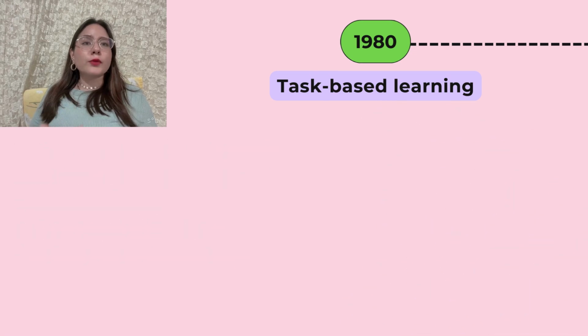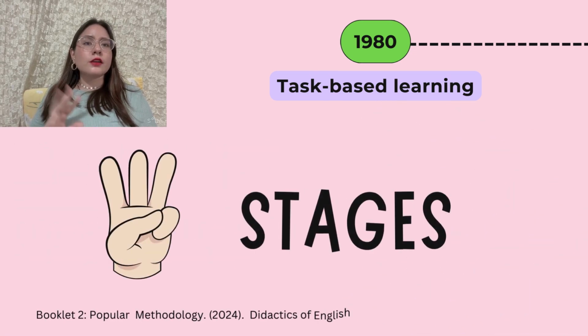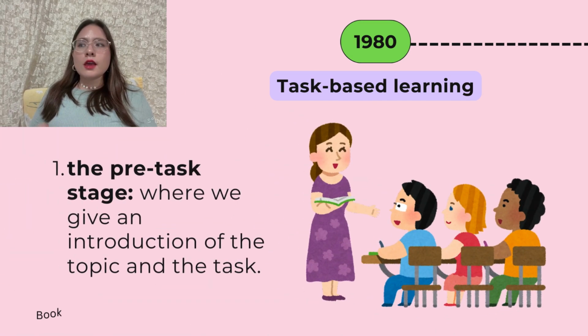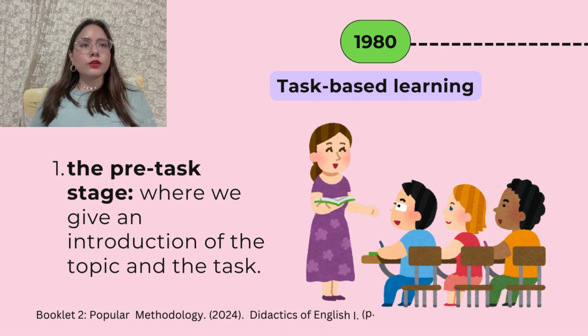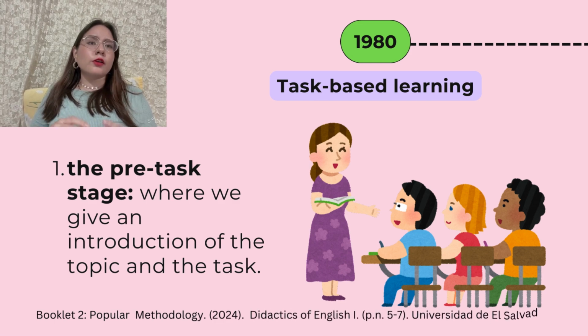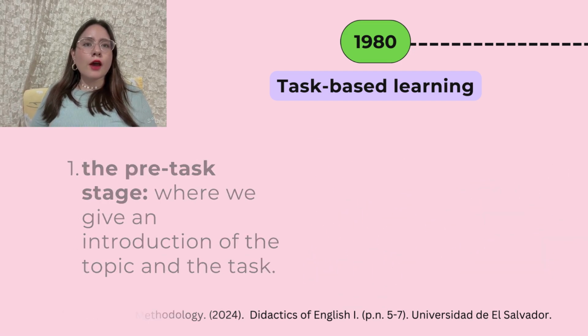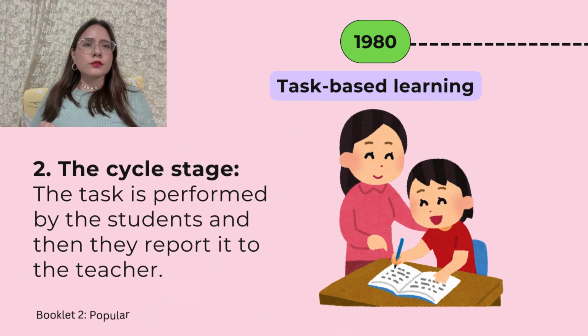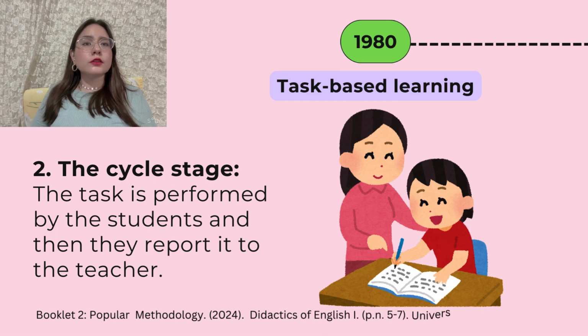This kind of approach is divided into three stages. The first stage is the pre-task stage. In this case, the teacher is going to explain and give a little context about the topic and what the task is about. After that, we have the cycle stage, where the student is going to actually do the task. And after doing the task, he or she is going to present it to the teacher.